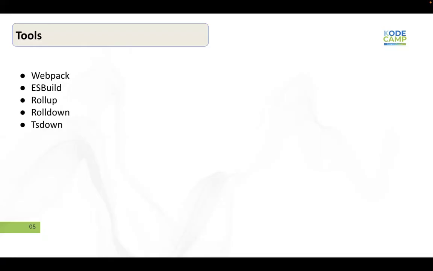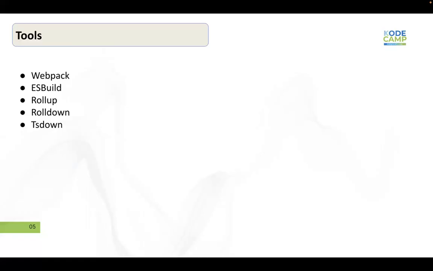We have ESBuild. So what is ESBuild? ESBuild is an extremely fast JavaScript bundler and minifier written in Go. It's designed for speed and handles TypeScript, JSX, and modern JavaScript features with minimal configuration. So ESBuild is excellent for development. The speed is really fast.